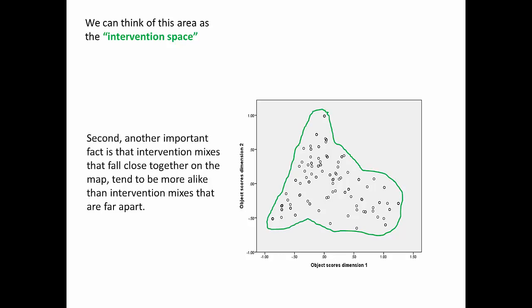Now, second, another important fact is that the intervention mixes that fall close together on the map within our intervention space tend to be more alike than intervention mixes that fall far apart. So all of those arms, those intervention mixes that fall, say, down in that lower left-hand area, tend to be more alike. But if we were going to compare arms that are very far apart within our intervention space, we know that those would tend to be very different in terms of the way those interventions are built. That is to say, the different components that make them up.